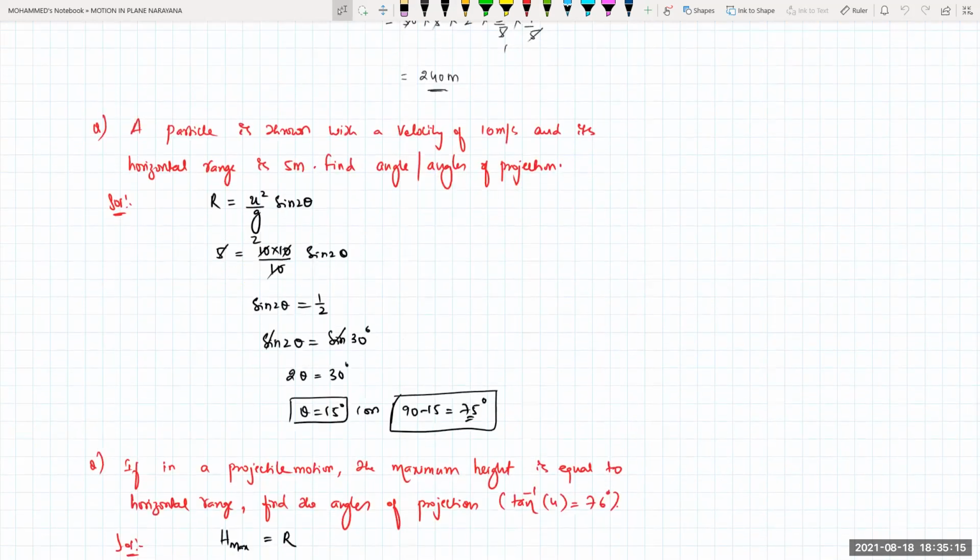A particle is being thrown with a velocity of 10 meters per second and its horizontal range is 5 meters. Find the angle of projection. You know that for a single range there may be two angles.